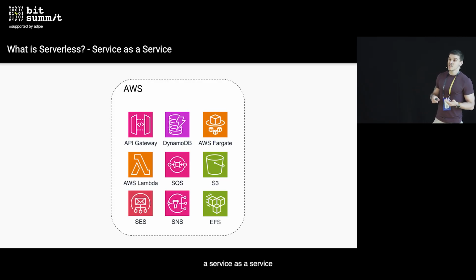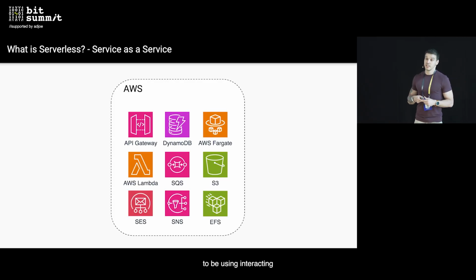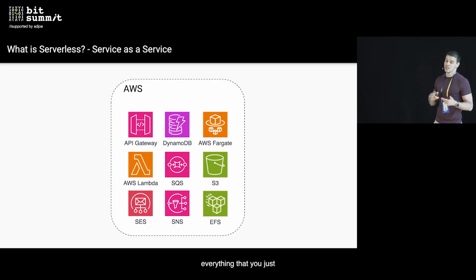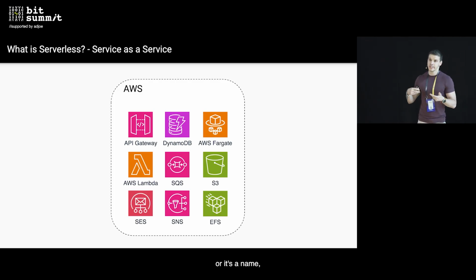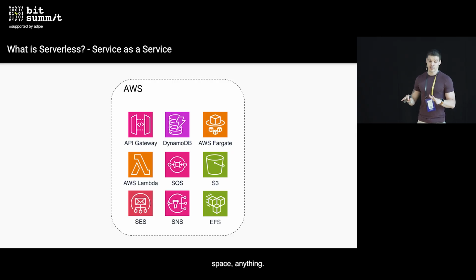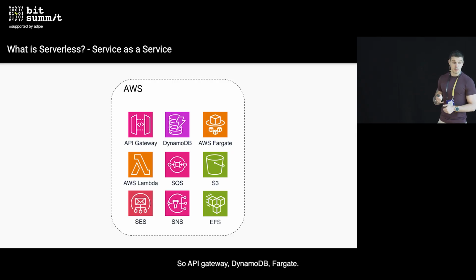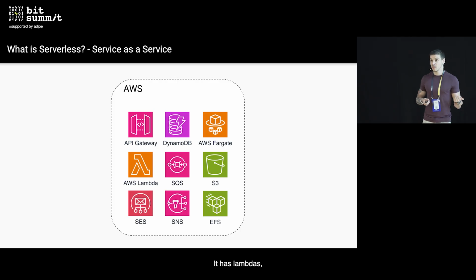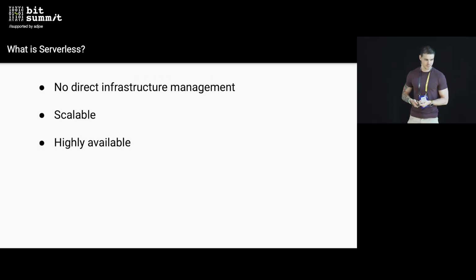I like to call this a service as a service because you're going to be interacting with a service from your cloud provider. So for example, in AWS, everything that you just go to the console and say, I want to use this, and they give you an address or its name, and then you just send a request to that, that's considered serverless because you're not going to care about the memory usage, you're not going to care about space, anything. So API Gateway, DynamoDB, Fargate, AWS Lambda, which is the first example that comes to everyone's mind, SQS, even S3 and EFS, they are considered serverless.